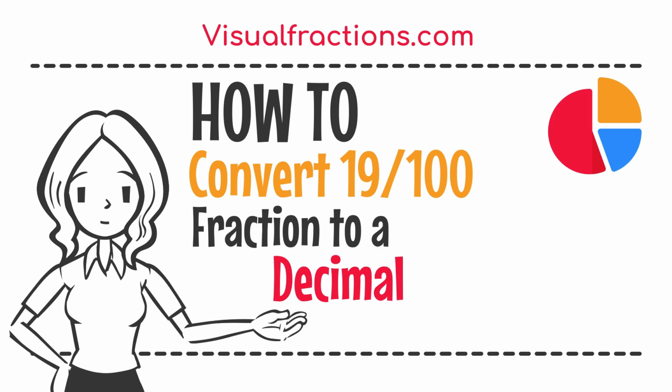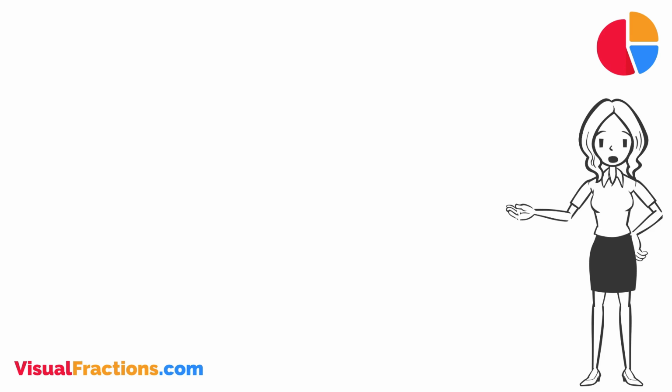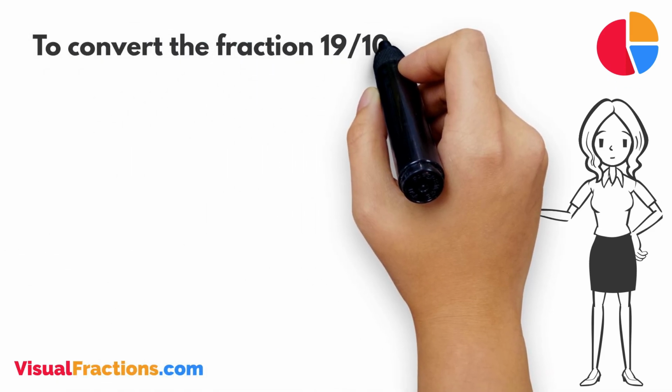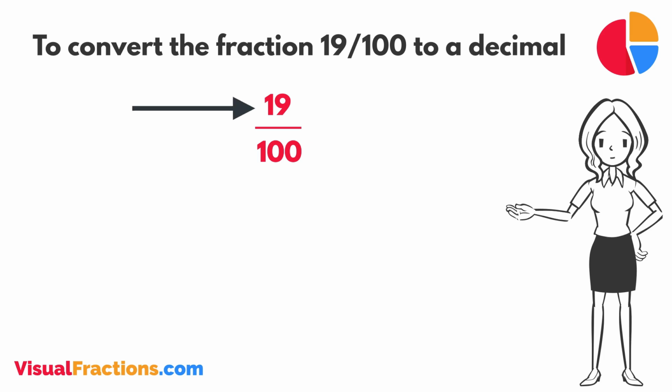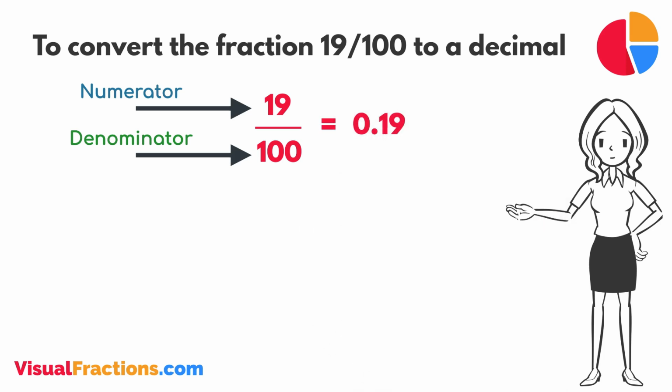Today, we're going to explore how to convert the fraction 19/100ths to a decimal. To convert the fraction 19/100ths to a decimal, all we need to do is divide the numerator, the top number, by the denominator, the bottom number. So, we simply divide 19 by 100. The answer we get is 0.19.